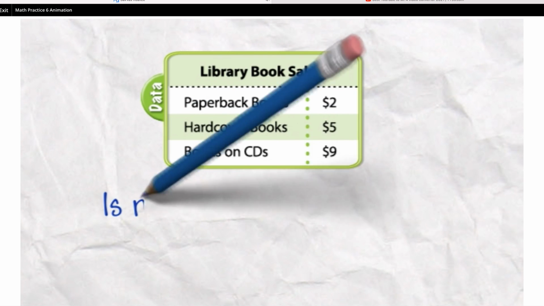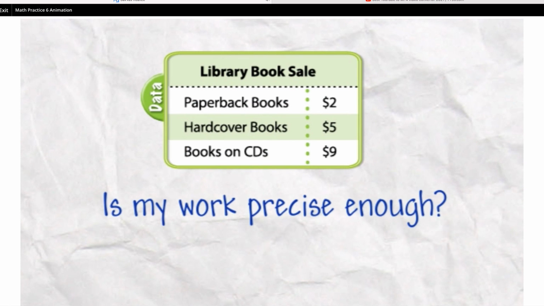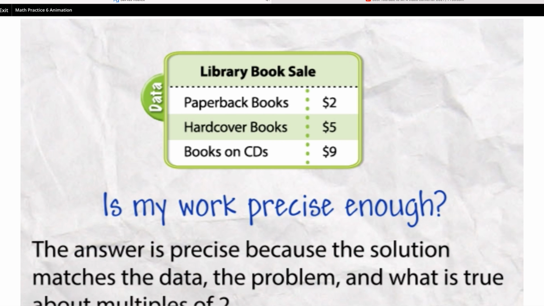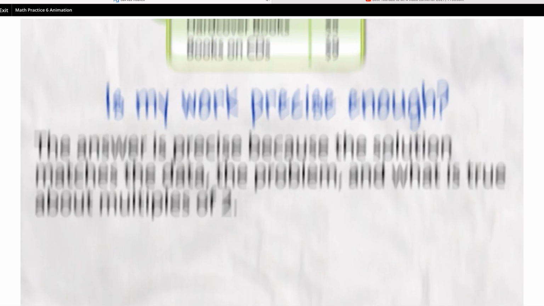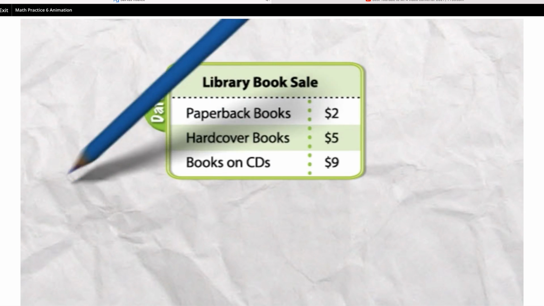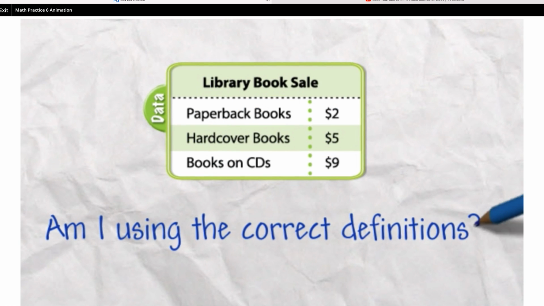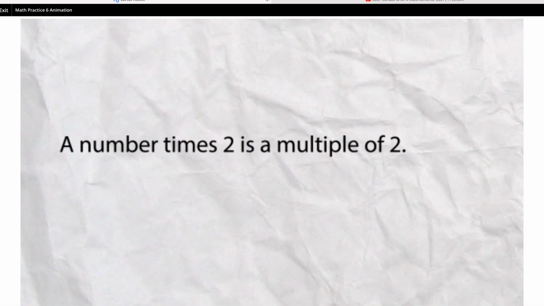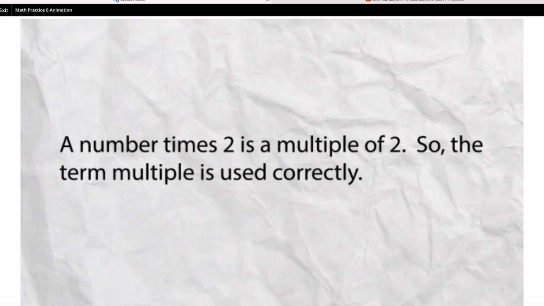Ask yourself, is my work precise enough? The answer is precise because the solution matches the data, the problem, and what is true about multiples of 2. Also, ask yourself, am I using the correct definitions? A number times 2 is a multiple of 2. So, the term multiple is used correctly.